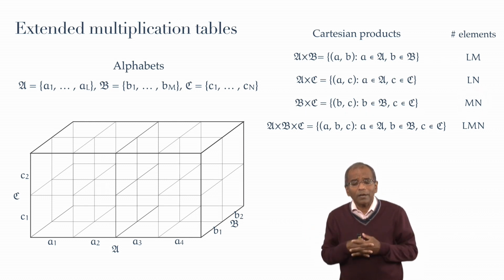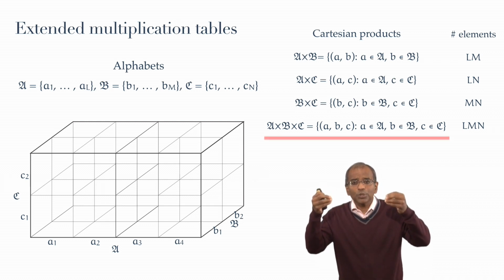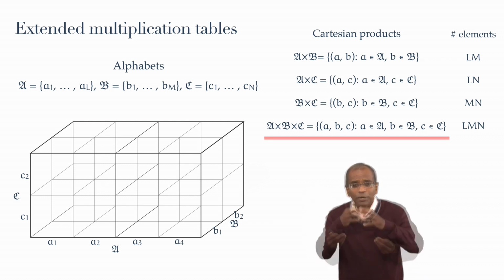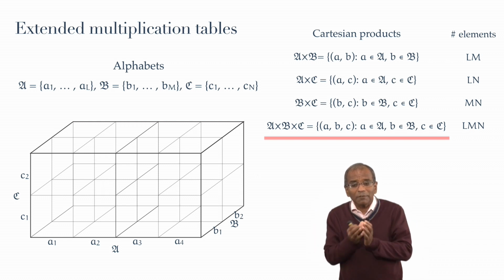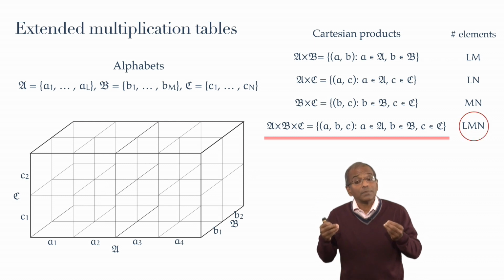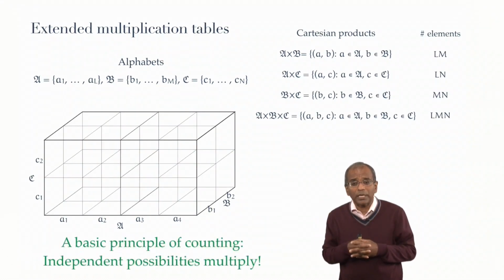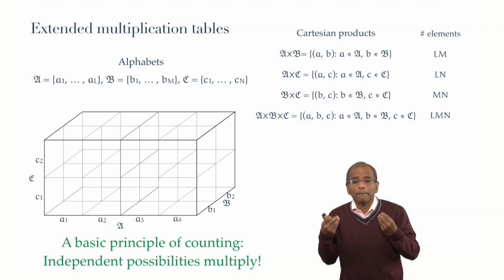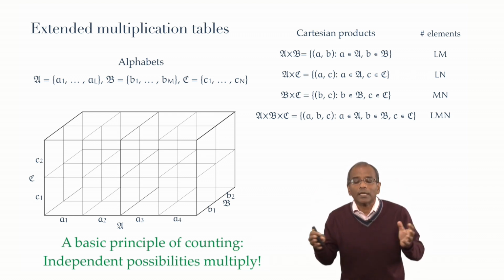How many ways are there of getting an ordered triple? Well, naturally enough, each triple corresponds to a lattice point on a three-dimensional cube. A lattice point or a grid point, this corresponds to each of those cubicles you see in the figure. And there are exactly L times M times N such possibilities. Very basic, simple idea. The fundamental property of counting that independent possibilities multiply. We can specify each element in a pair, each element in a triple, independently of the other.